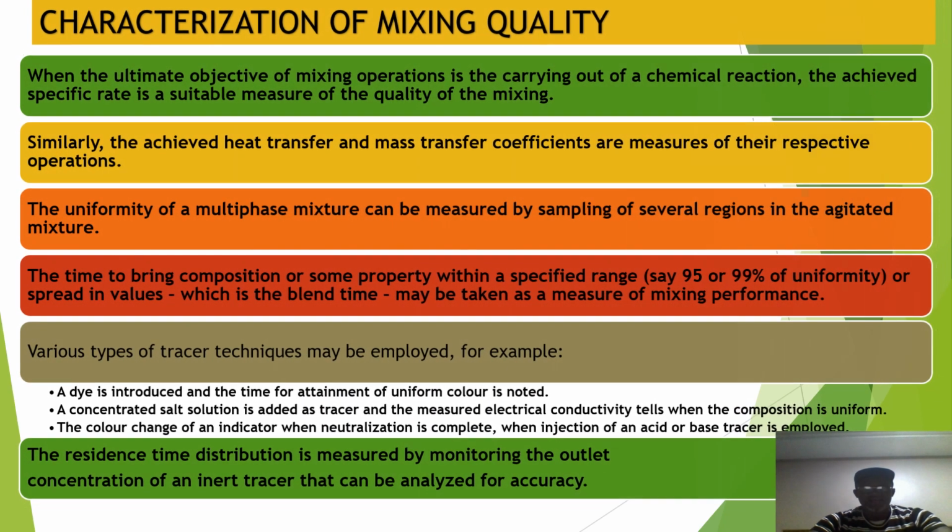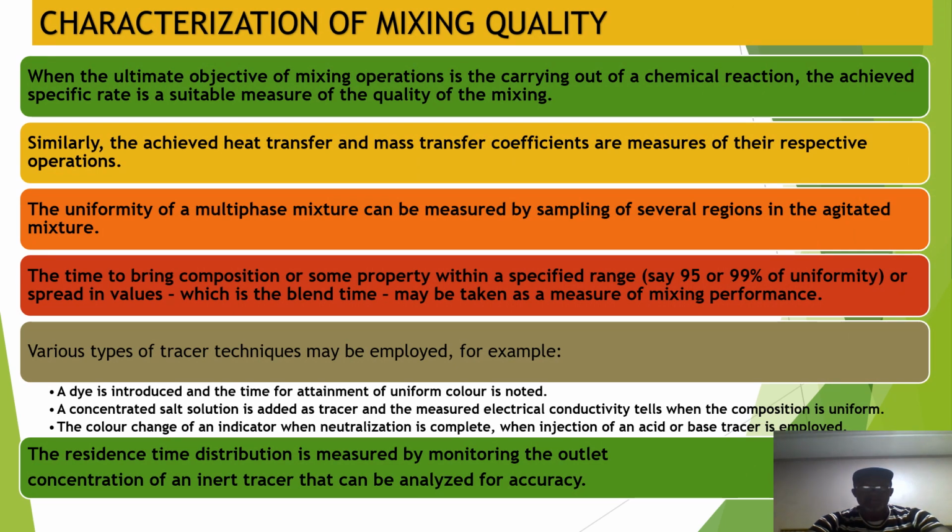Characterization of mixing quality. That is, we want to find out at what point, or how, we can say that we have been able to achieve the quality of mixing we want. Just like somebody who is doing a titration, you're looking for an endpoint. Depending on the acid and base, and also depending on the indicator used, we can be looking out for a particular color. So when the ultimate aim of mixing is the carrying out of a chemical reaction, achieving a specific rate is a suitable measure of the quality of mixing, because we're looking at the rate of chemical reaction.